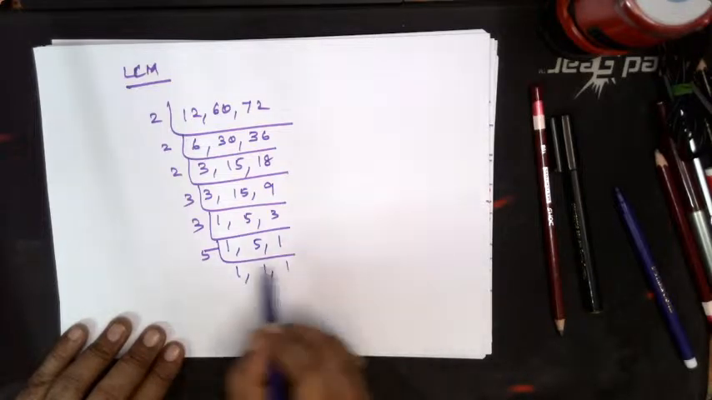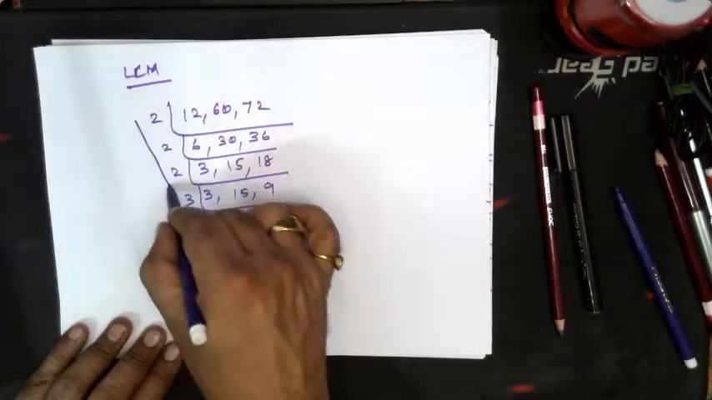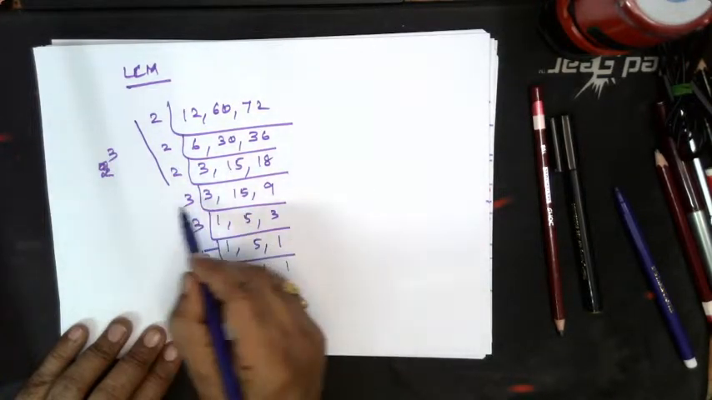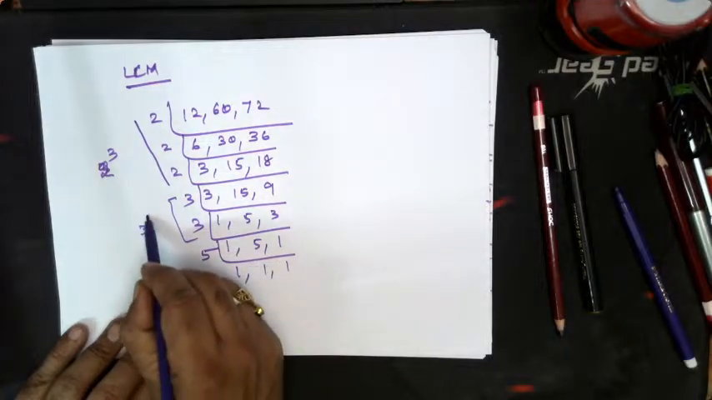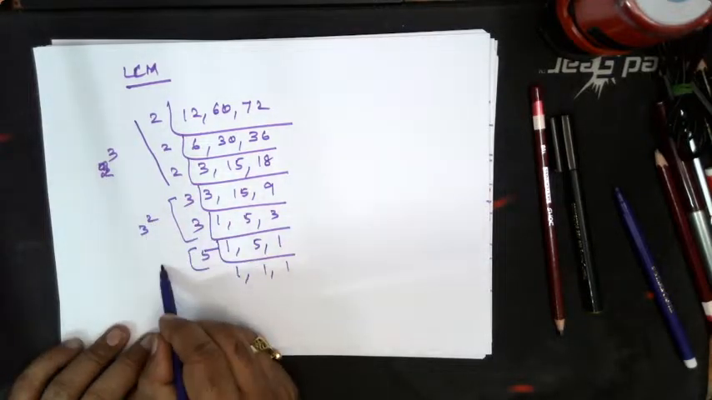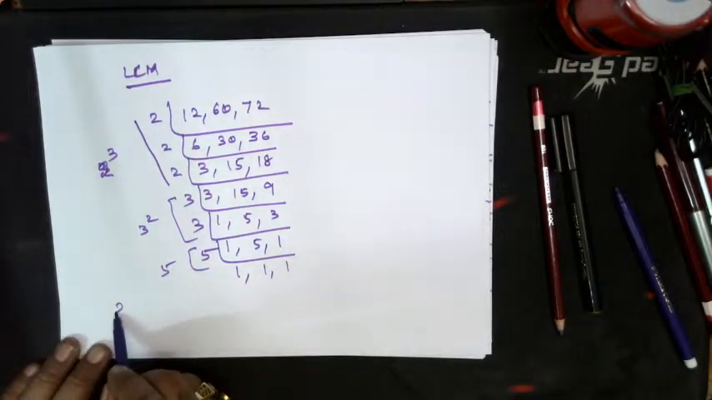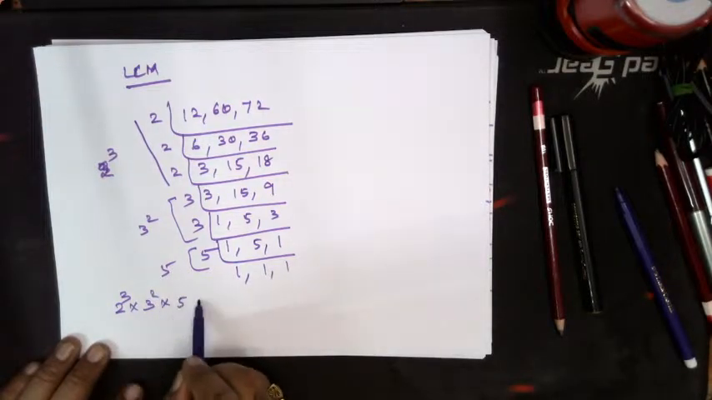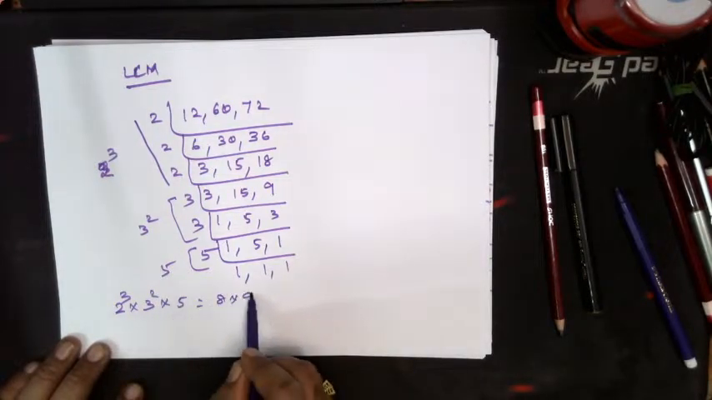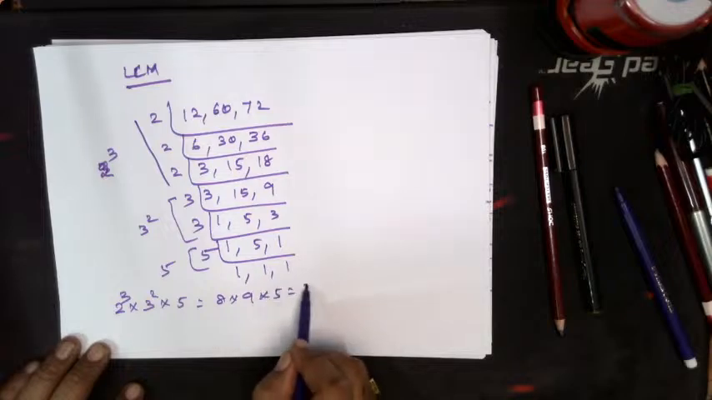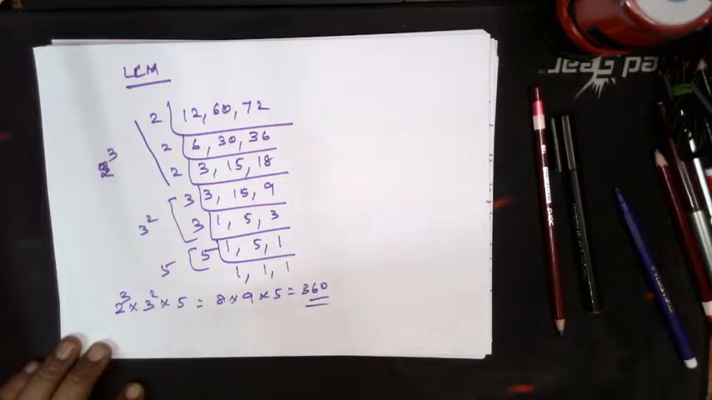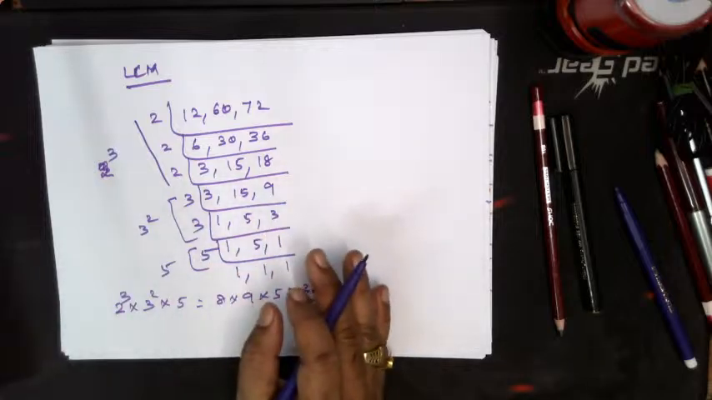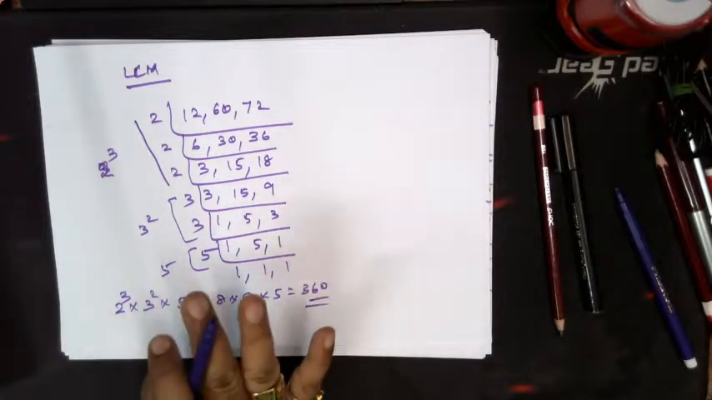Okay. So now 2 cubed. Right? Do you understand this technique? And this is 3 squared. And this is 5. So 2 cubed is 8. 2 cubed into 3 squared into 5, that is 8 into 9 into 5. Again 360. Do you understand this technique? Okay. So this is called the simultaneous factorization by the prime factors.